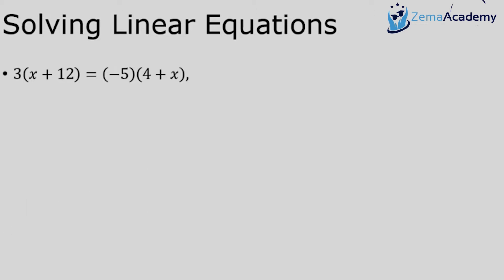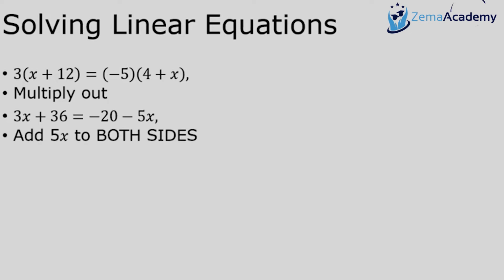One more example. 3(x + 12) = -5(4 + x). Again, we're going to multiply those out. So 3x + 12, with the x + 12 in brackets, becomes 3x + 36 equals -5 times the 4 is -20, -5 times the x is -5x, giving us 3x + 36 = -20 - 5x. This time I'm going to add 5x to both sides.